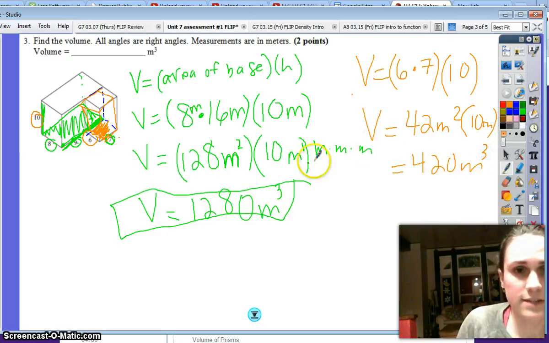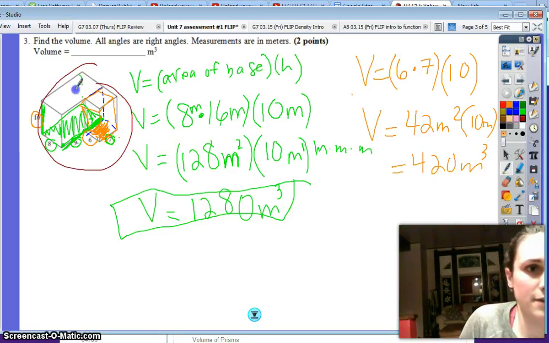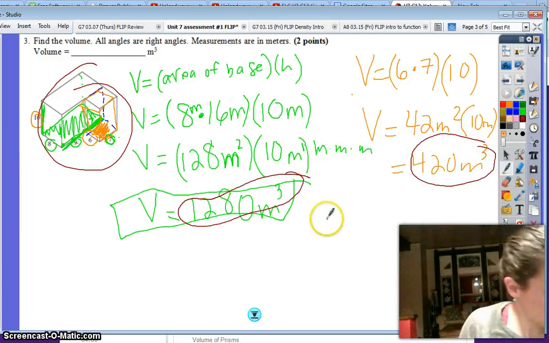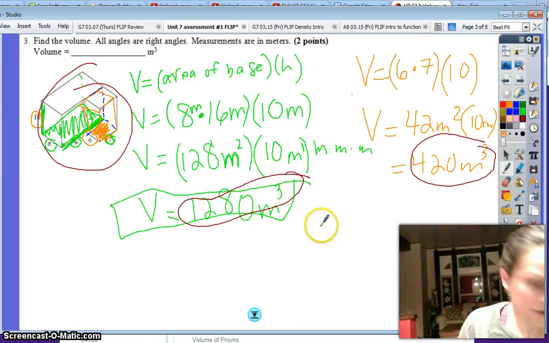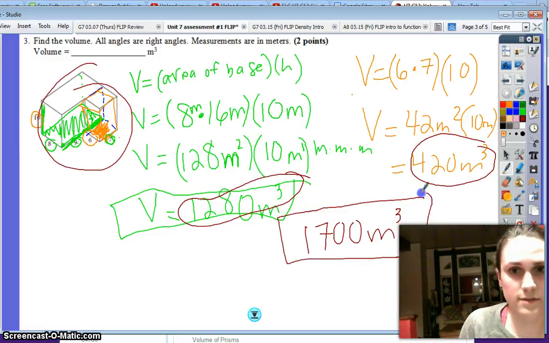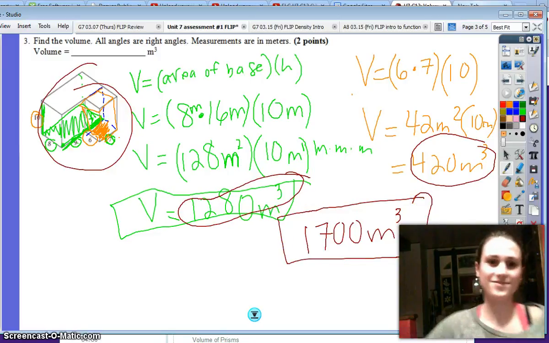Now we remember that I wanted to find the volume of this entire figure. So I'm going to add this plus this. 1,280 plus 420 equals 1,700 cubic meters. You guys are awesome.